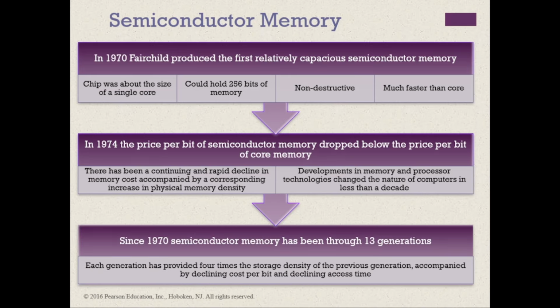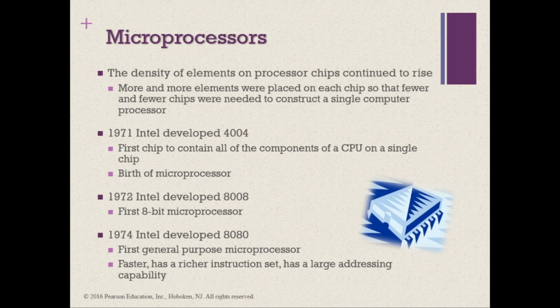Aside from semiconductor memory, we have the microprocessors. Just as the density of elements on memory chips has continued to rise, so has the density of elements on processor chips.